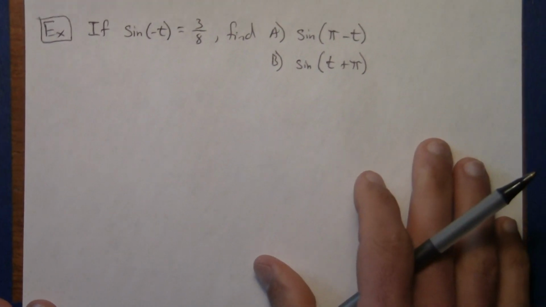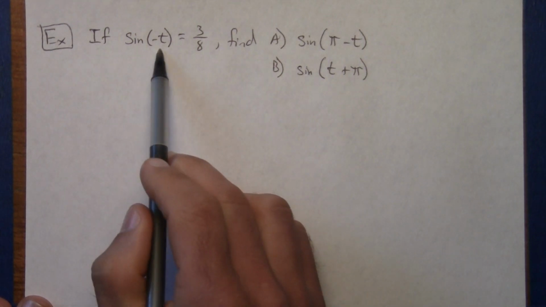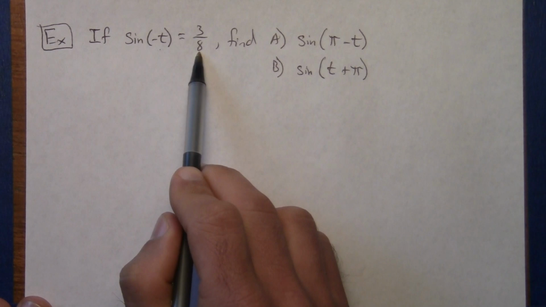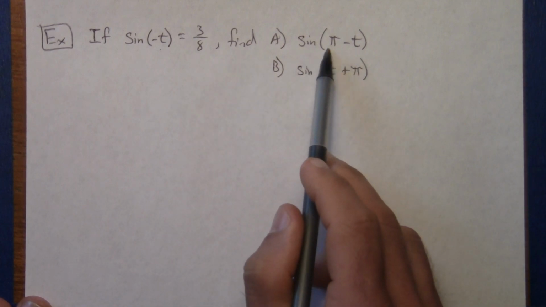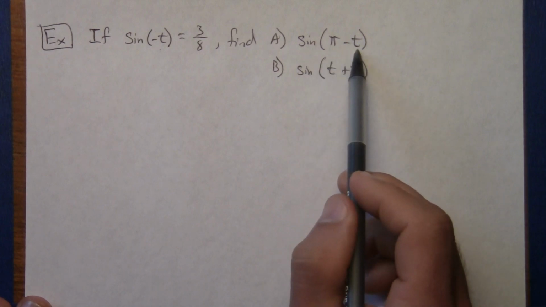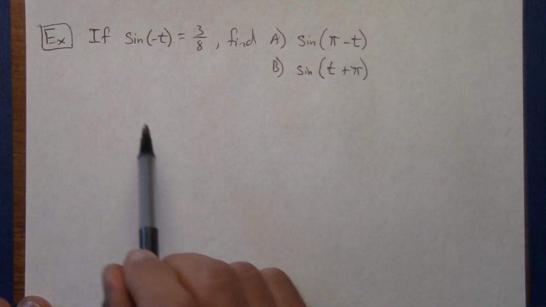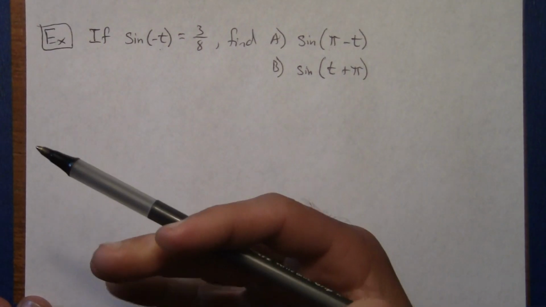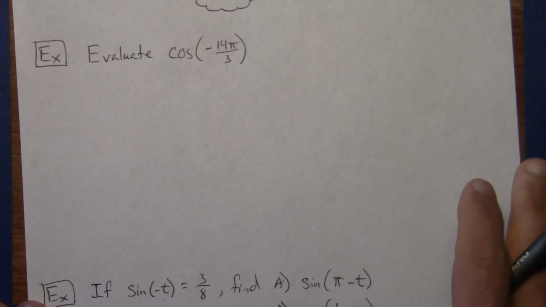And then the second problem is they're going to give you the sine of some random angle, which we don't know what it is, and they'll tell us what the actual sine is, and then they're going to ask us to find the sine of, and it could be anything, but the two I have written down are the sine of pi minus t and t plus pi, where of course t is the angle that they're referring to. And I'll show you the way I like to do that problem.